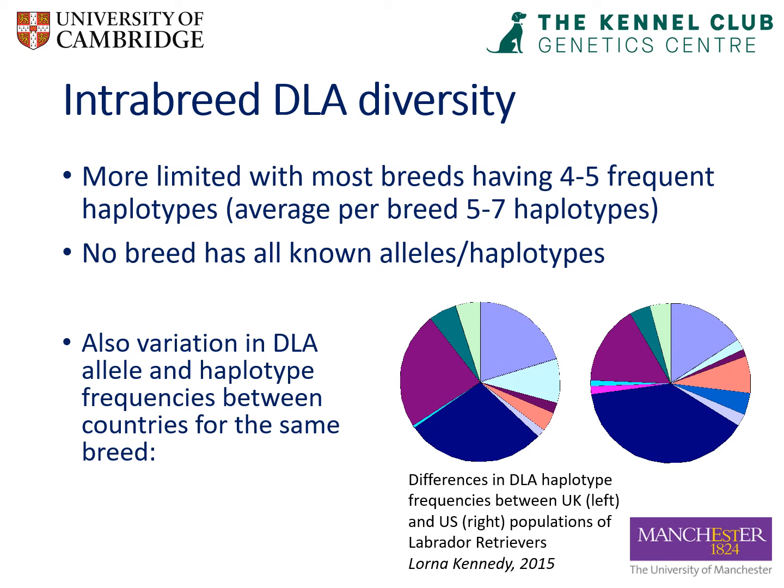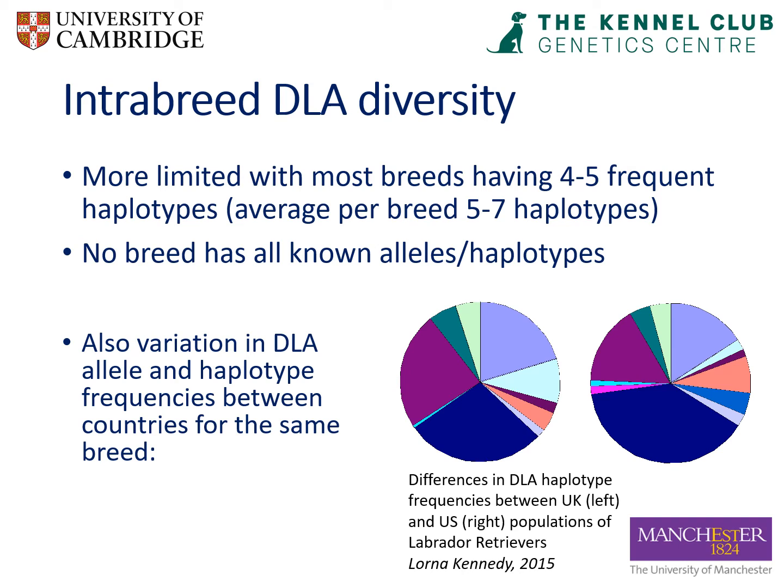By contrast to this, the intra-breed, so the within breed DLA diversity is more limited. So often breeds will have 4 to 5 frequent haplotypes over about 5% frequency, with an average probably per breed of 5 to 7 haplotypes, and there may be a couple of haplotypes that are very common in each breed. And no breed has all of the known alleles or haplotypes found in the dog.